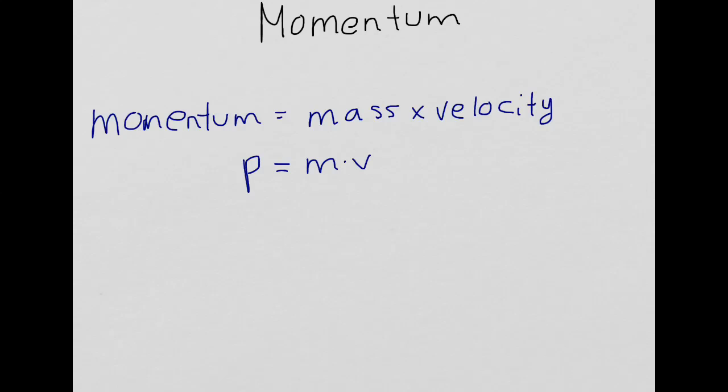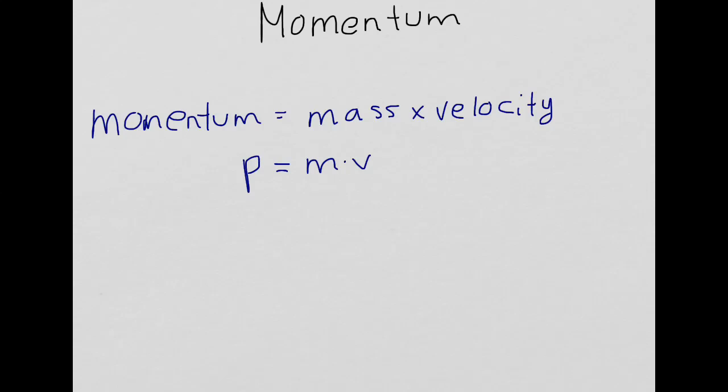Okay, and we see that momentum is a vector because velocity is a vector and mass is a scalar. So scalar times a vector is still a vector. So that means that momentum is dependent on both magnitude and direction. Just like acceleration, velocity, and force are all vectors.